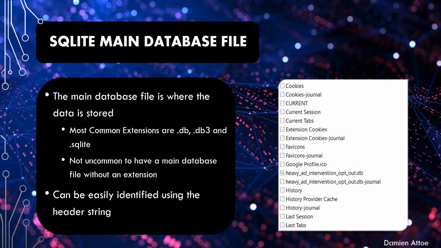Oftentimes it's easier to identify the main database file using its unique header string, which is how our forensic tools identify them during processing. The image on the right has some of the files on the back end of the Brave web browser. You can see at face value only the heavy ad intervention opt-out file has an extension. However, there are 4 other SQLite databases in that list that do not have an extension.